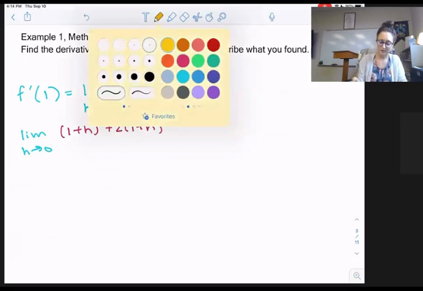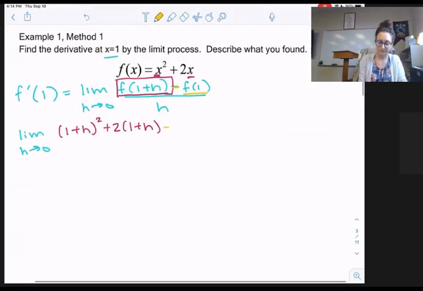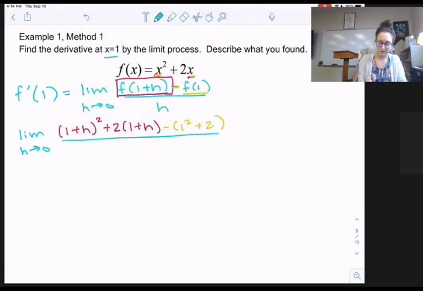Now I need to subtract f of 1. How do I find f of 1? Well, this time everywhere I see an x, I replace it with 1. So for f of 1, I've got 1 squared plus 2 times 1. And then we're going to go all over h. By the way, if we try to plug in 0 for h right now, we'll get 0 over 0, so we're working on our do more.